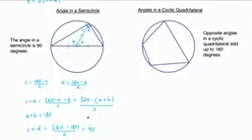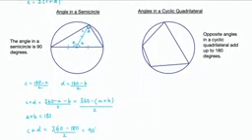Okay, next one, angles in a cyclic quadrilateral. This theorem says opposite angles in a cyclic quadrilateral add up to 180 degrees. And a cyclic quadrilateral is a quadrilateral that has all of its corners or vertices on the circumference of the circle.